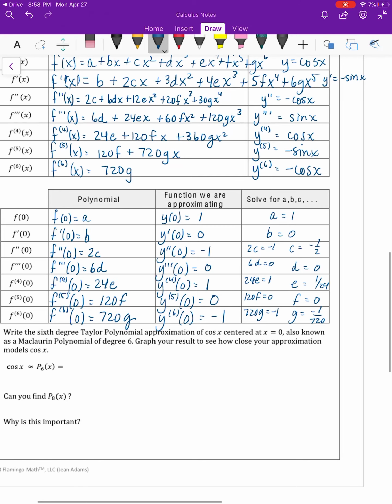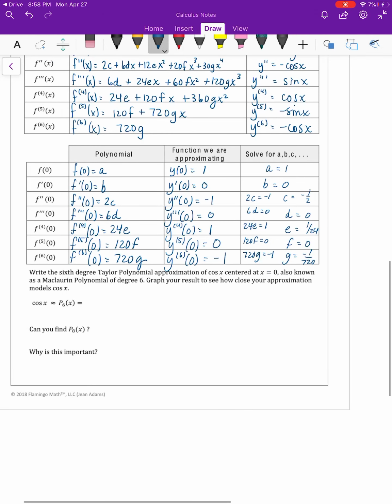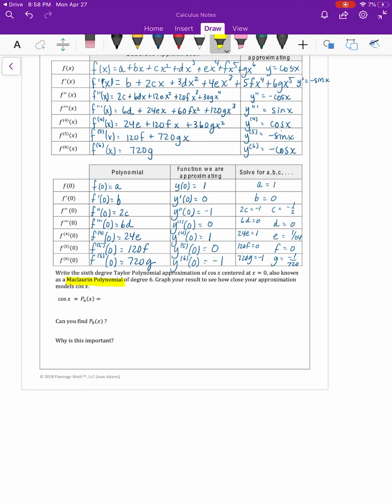And so getting it ready for that 6th-degree polynomial, it was a lot of work here. It says write the 6th-degree Taylor polynomial approximation of cosine centered at x equals 0, also known as a Maclaurin polynomial. So anything that's centered at 0 is called a Maclaurin. If it's centered somewhere else, it's a Taylor. It's almost like a square is a rectangle, but more specifically, it's a square. A Maclaurin polynomial is a Taylor polynomial, but since it's centered at 0, it's more specifically a Maclaurin polynomial.